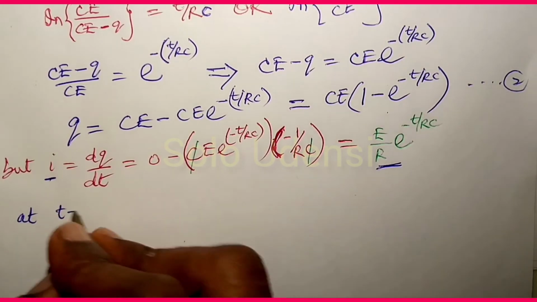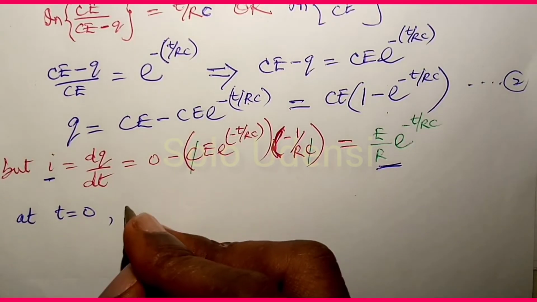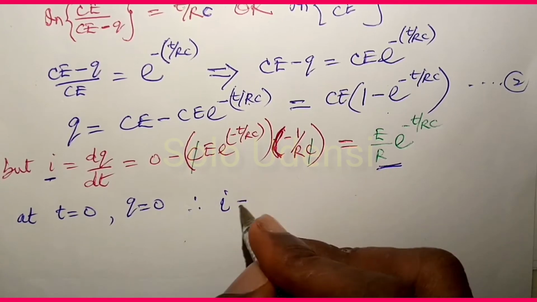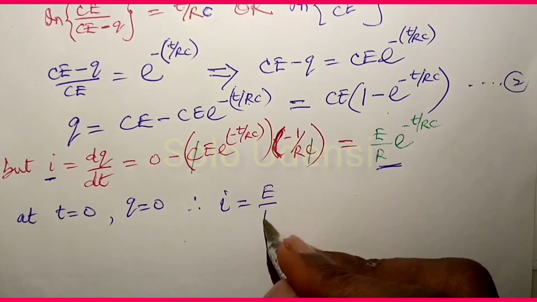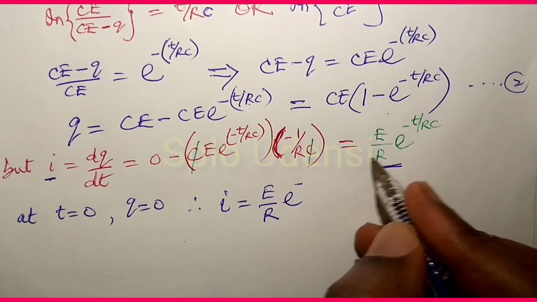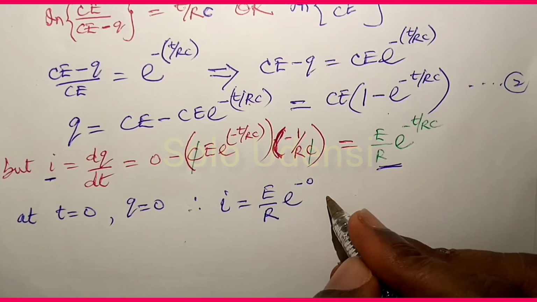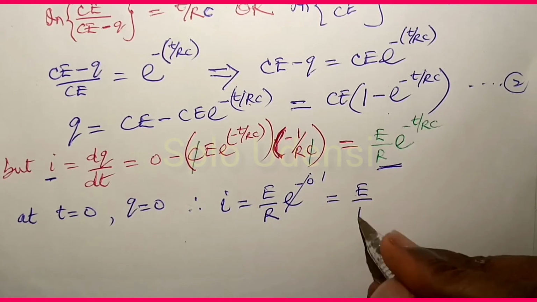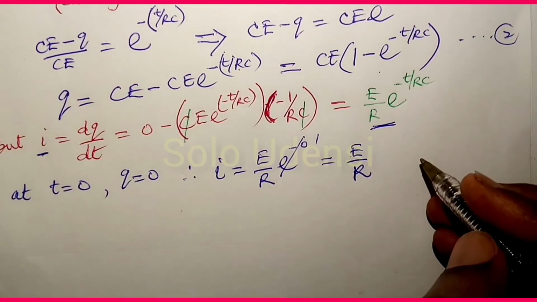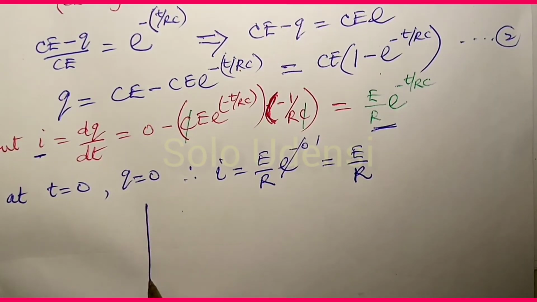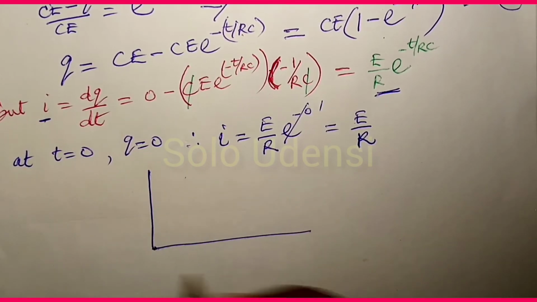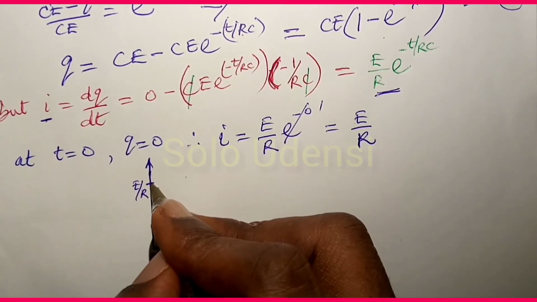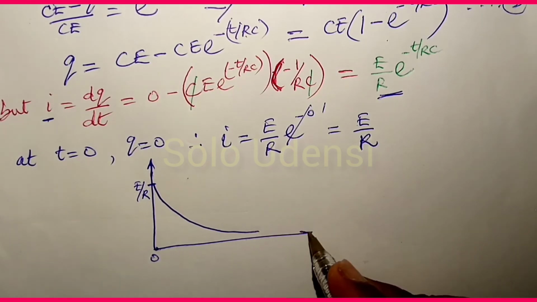At t is equal to 0, we have seen that Q is equal to 0. Therefore, I is equal to E over R exponential minus 0, and that is 1. 1 over exponential 0 is 1. So E over R is the answer. That means at time t is equal to 0, the value of current is E over R, and it decays exponentially with time.